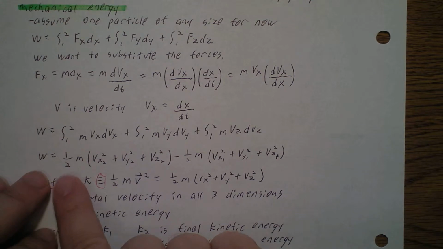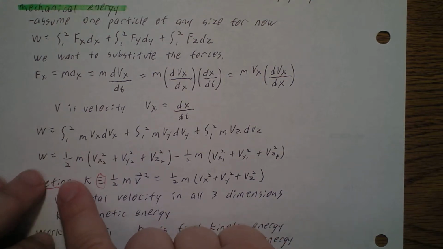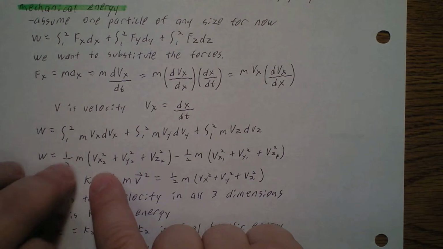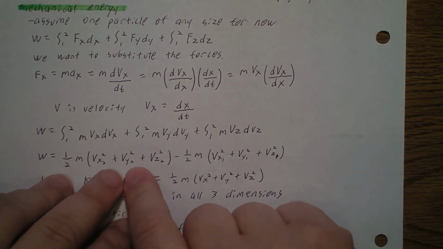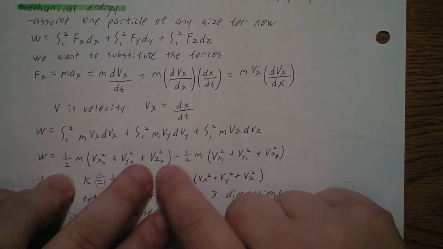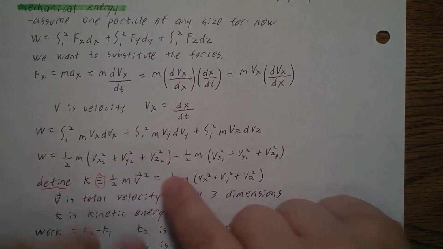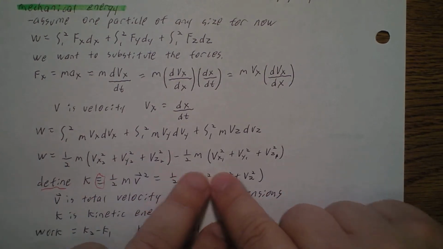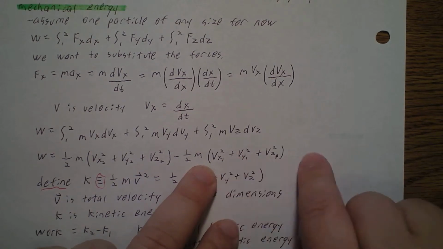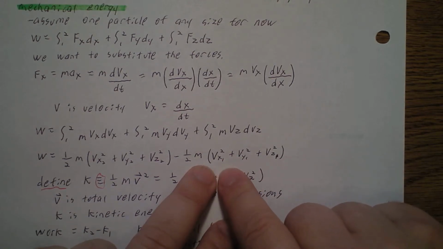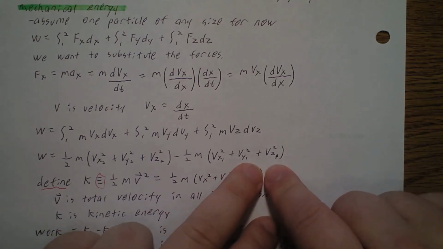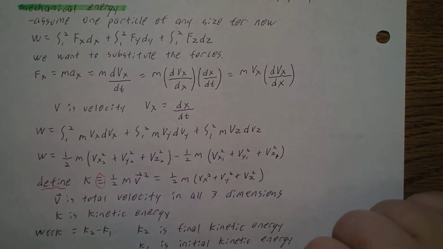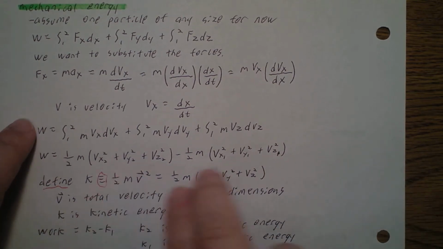Now, evaluating those integrals, we get work is equal to 1/2 mass times the x component of velocity at state 2 squared plus the y component of velocity at state 2 squared plus the z component of velocity at state 2 squared, minus 1/2 mass times all this added up, the x component of velocity at state 1 squared plus the y component of velocity at state 1 squared plus the z component of velocity at state 1 squared. So basically it's final minus initial.